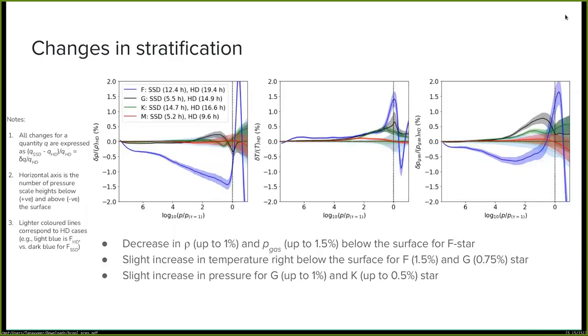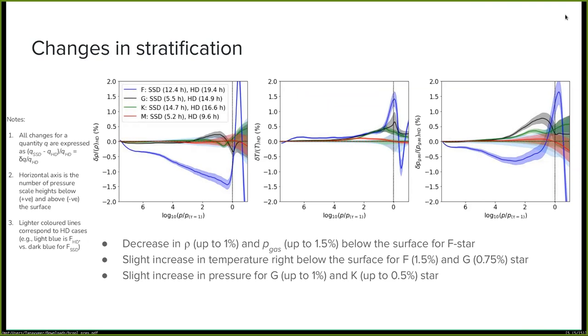Okay, now quickly to the results. Here you see three plots. These are the relative changes in density, temperature, and gas pressure, respectively, for the four cases. These plots show the changes in these horizontally averaged quantities relative to the hydrodynamic case. The colors are: blue refers to the F star, black to the G star, green to the K star, and red to the M star.